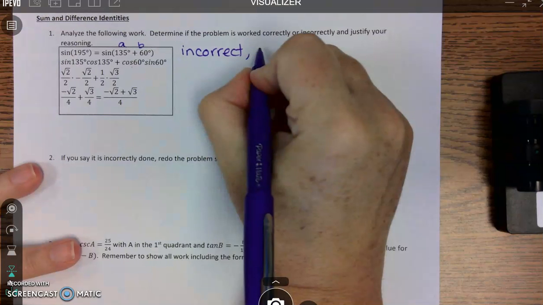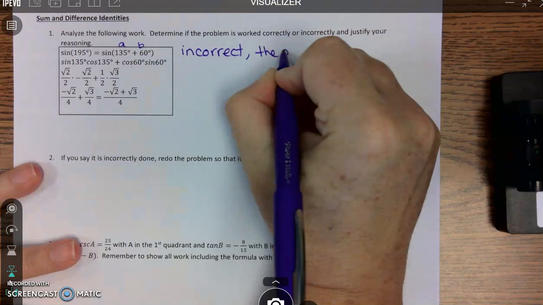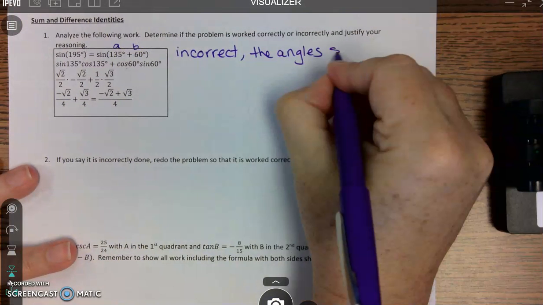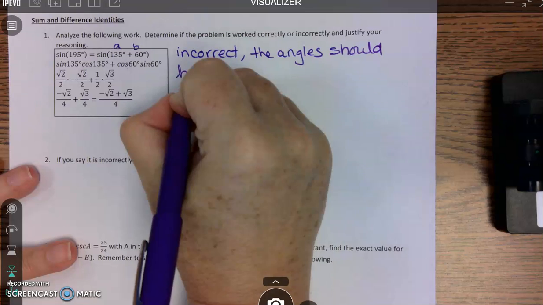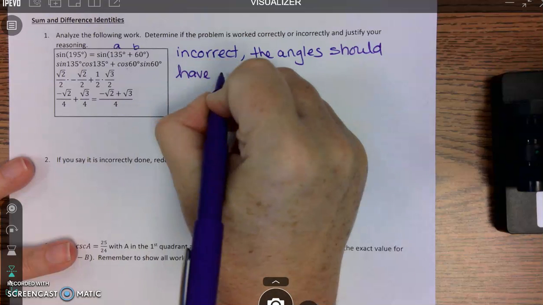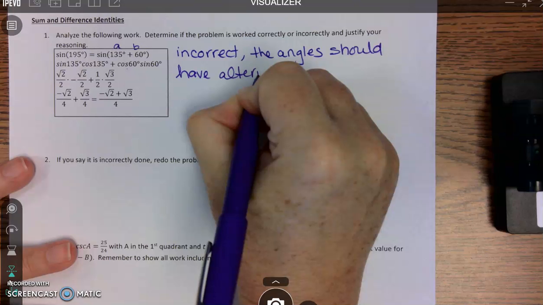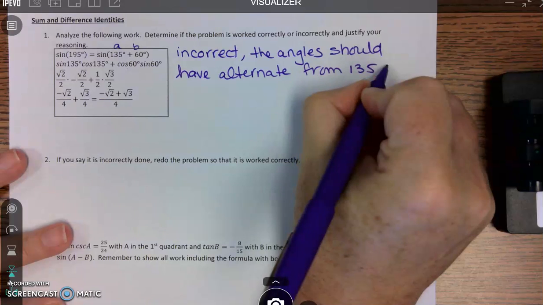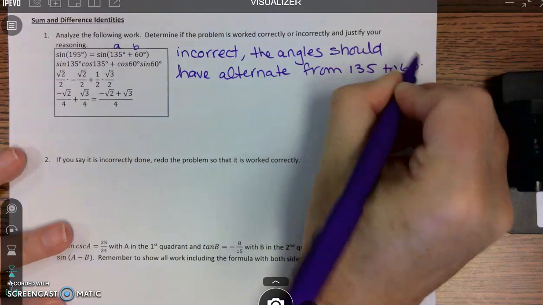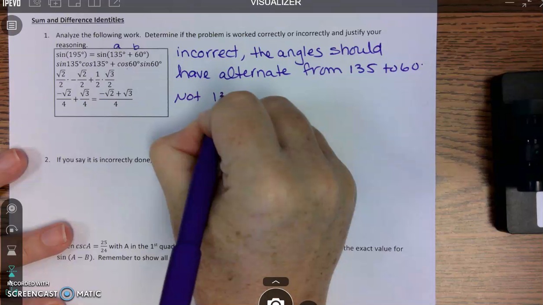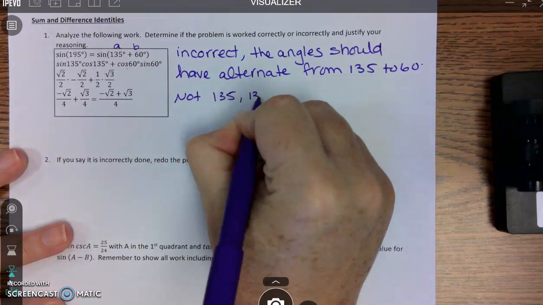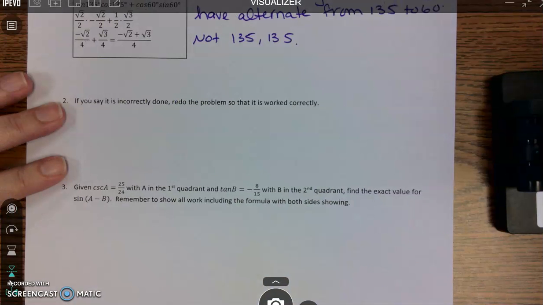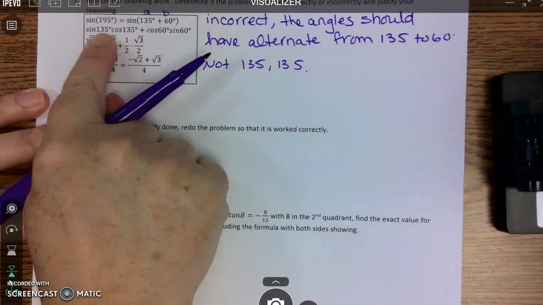So let's see the angles. It should have alternated from 135 to 60, not 135, 135. Okay. Now, if it's incorrect, redo the problem. So this is where it went wrong.